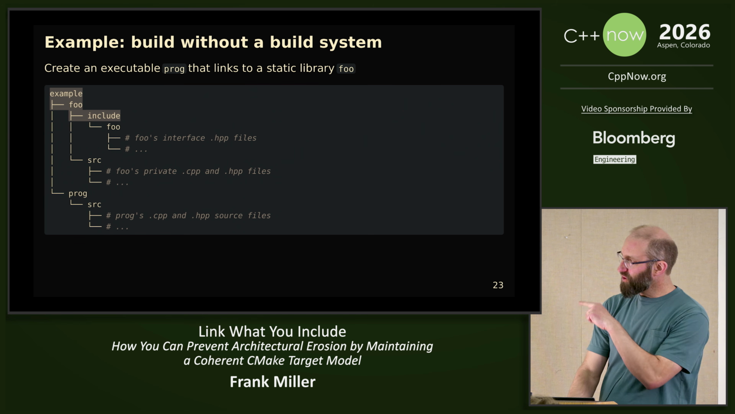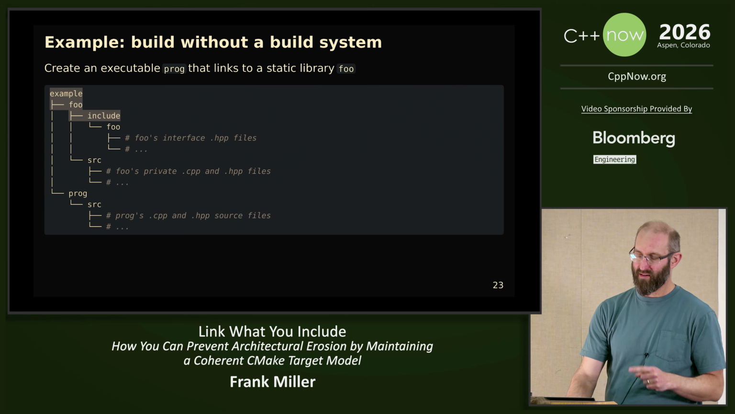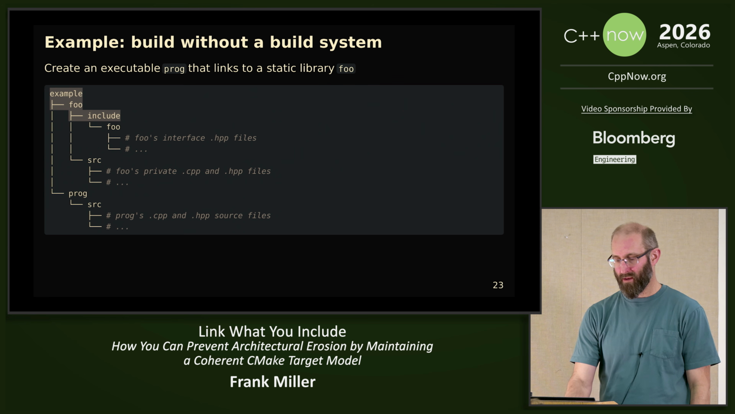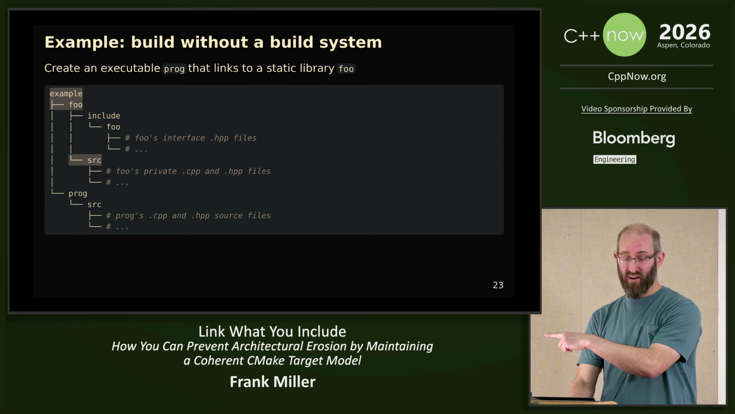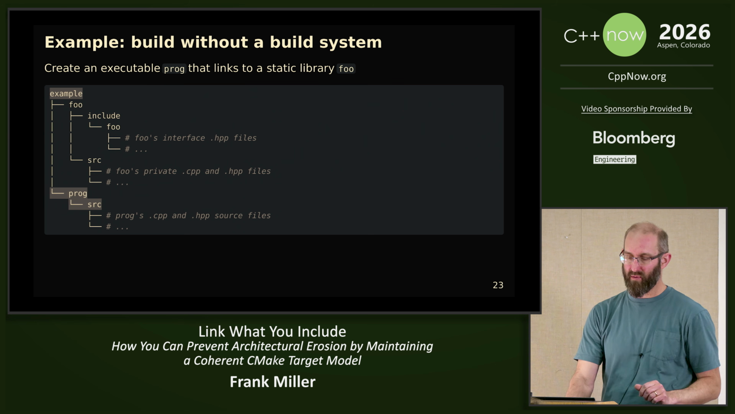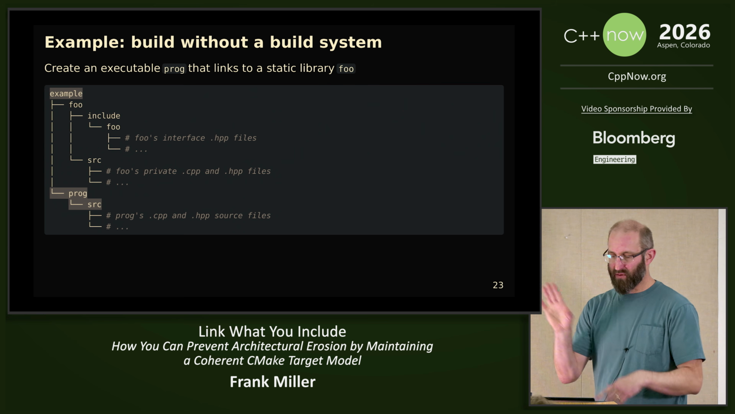We want as small a surface area as possible. And notice the extra foo there, the example foo include foo, that's on purpose. We'll see why in just a second. Okay, so interface headers go here. Private source files, private headers go here. That's for the foo library. And then the prog source just doesn't have an interface, so it just has a source directory.